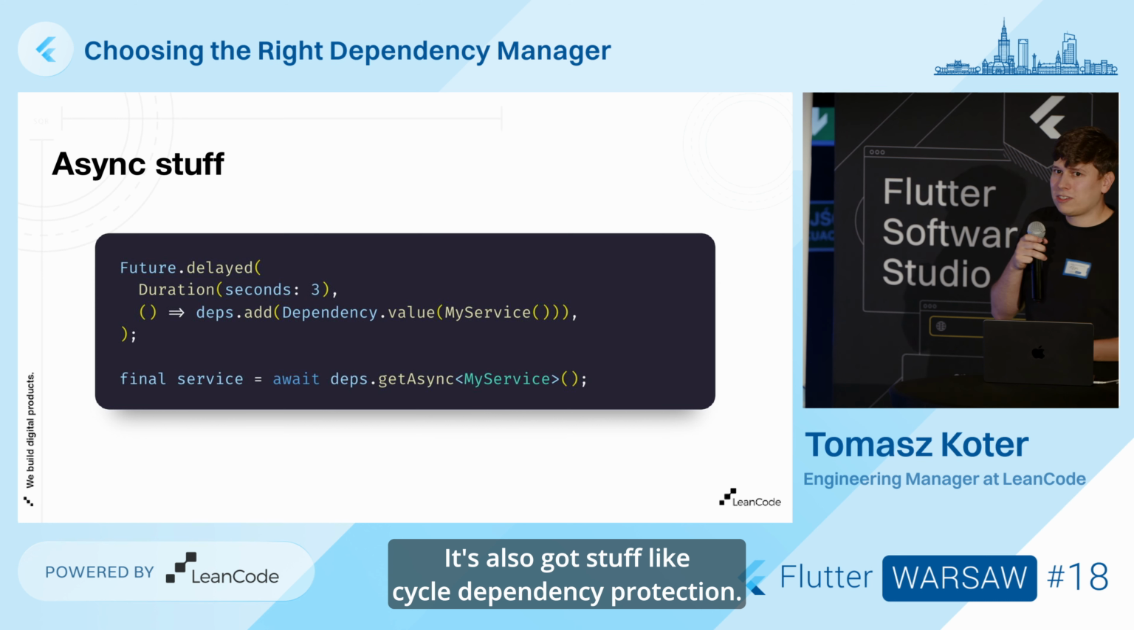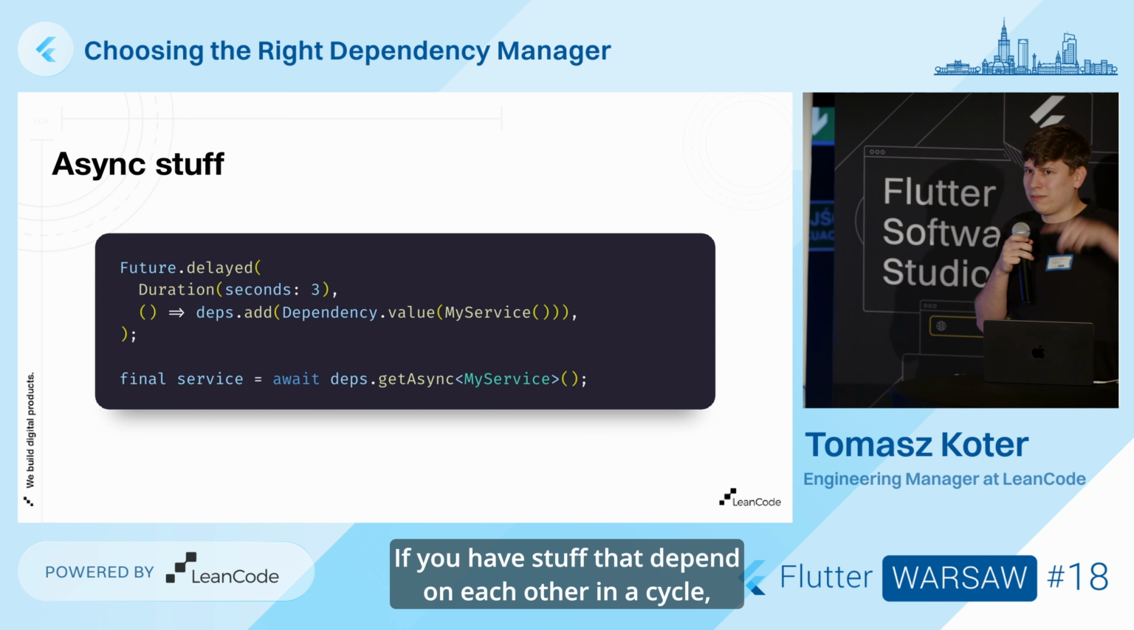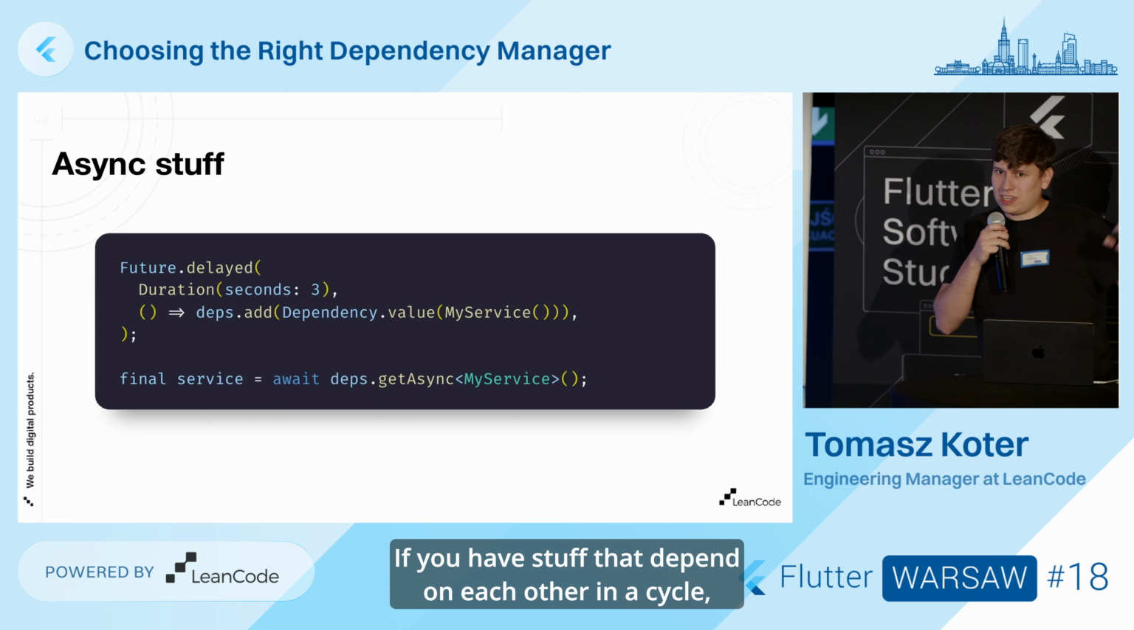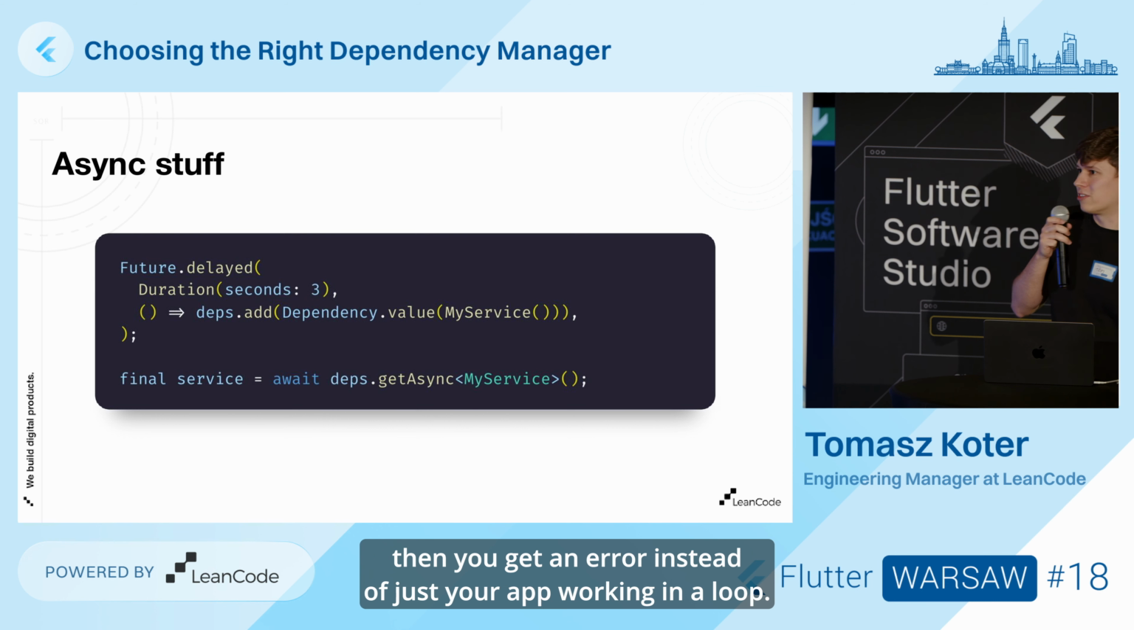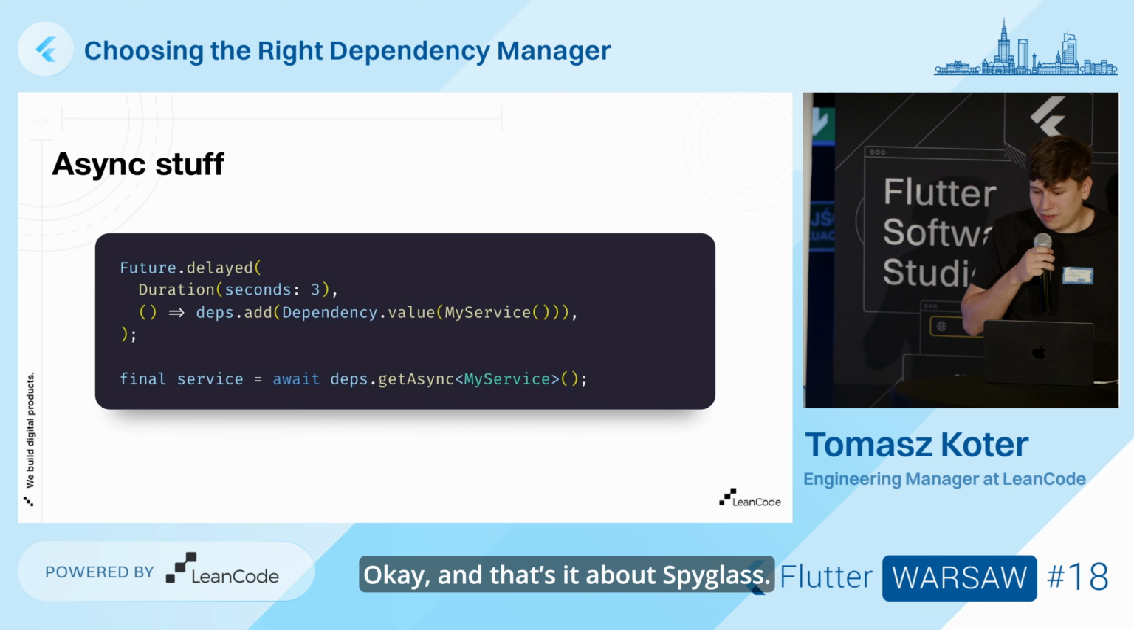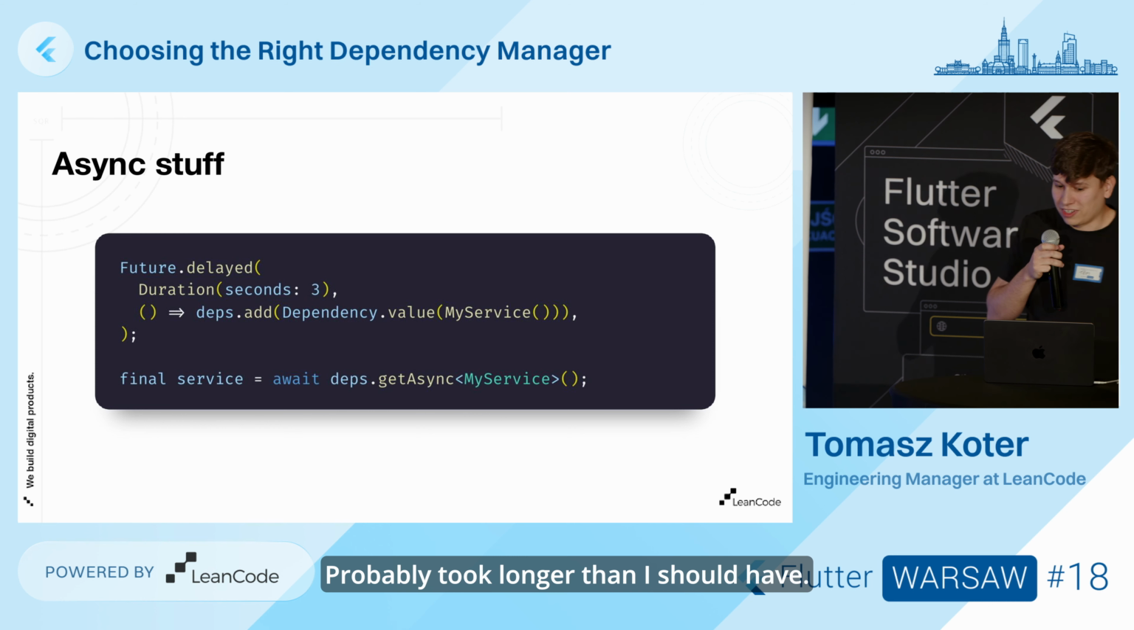And it's also got stuff like cycle dependency protection. If you have stuff that depends on each other in a cycle, then you get an early error instead of just your app working in a loop. So there's some quality of life stuff. Okay, and that's it about SpyGlass. Probably took longer than I should have.